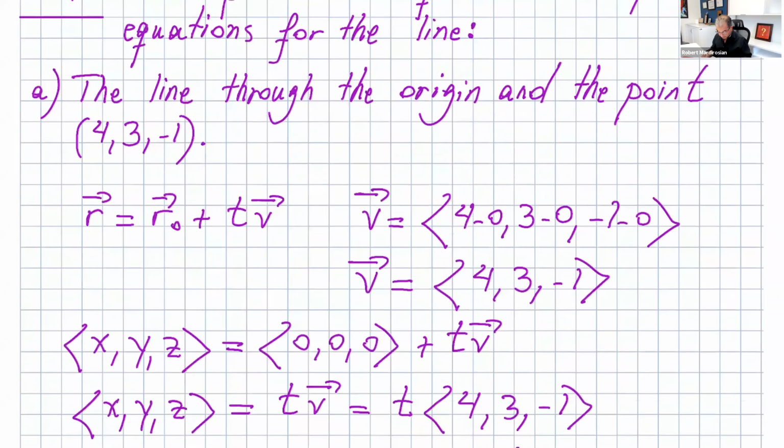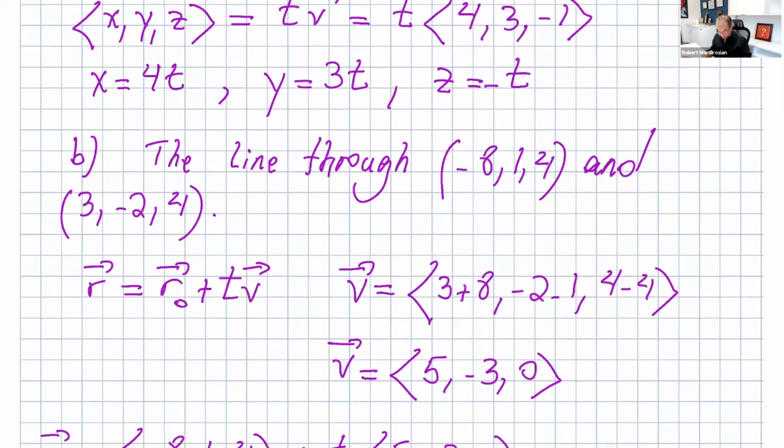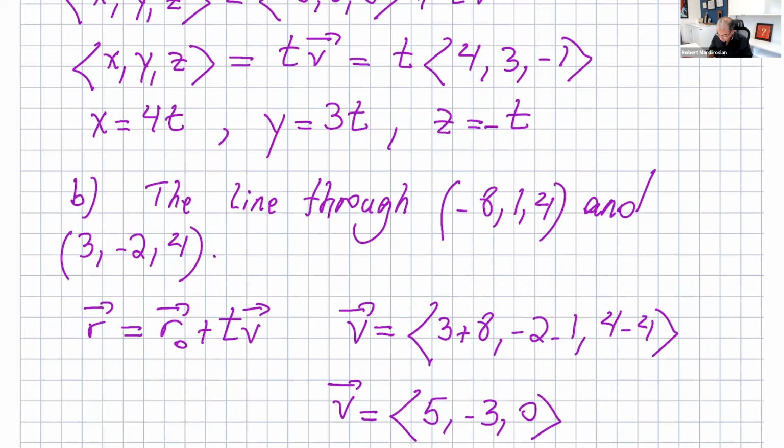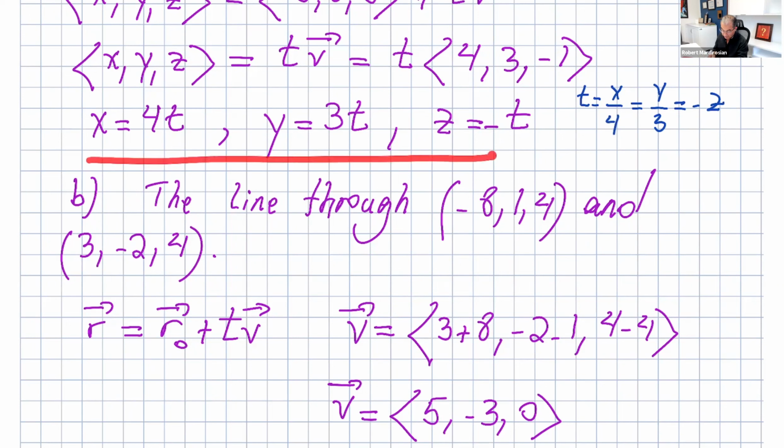Also, what you can do is isolate t here. If I isolate t, for the first one, t equals x over 4, and that equals, from here, y over 3, and z divided by negative 1, which is negative z. This is going to give us the symmetric equations. That's not 3, the first one is 4. So those are the parametric equations and symmetric equations.